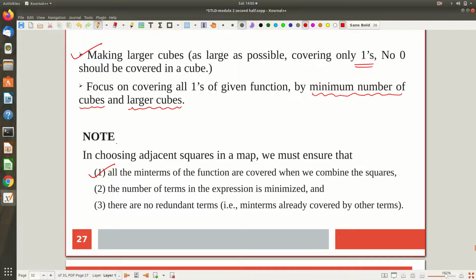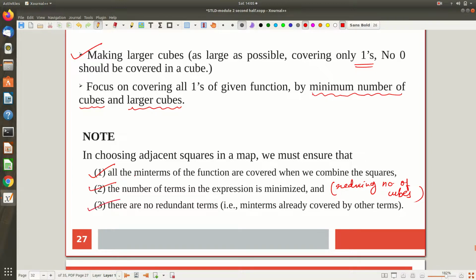So, the number of terms in the expression should be minimized. In other ways, how can we achieve it? For the final simplified Boolean expression, if you want to reduce the number of terms, we can achieve it by reducing the number of cubes or groupings. And also within a group or cube you can have a maximum number of ones, so that you will get the minimized expression. And there should not be any redundant terms.